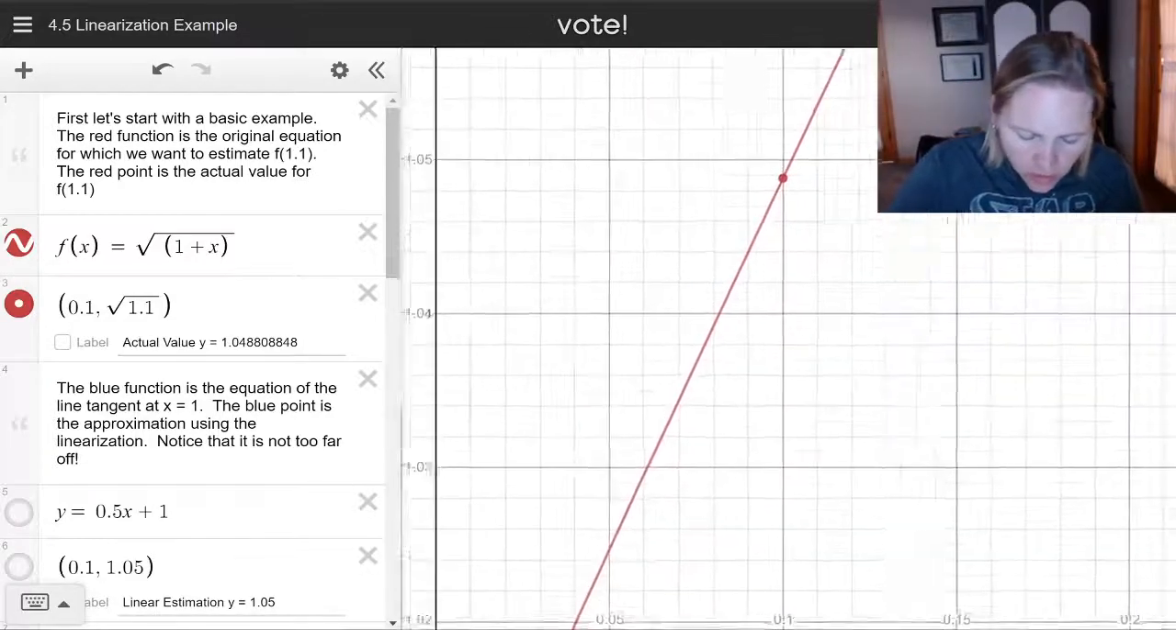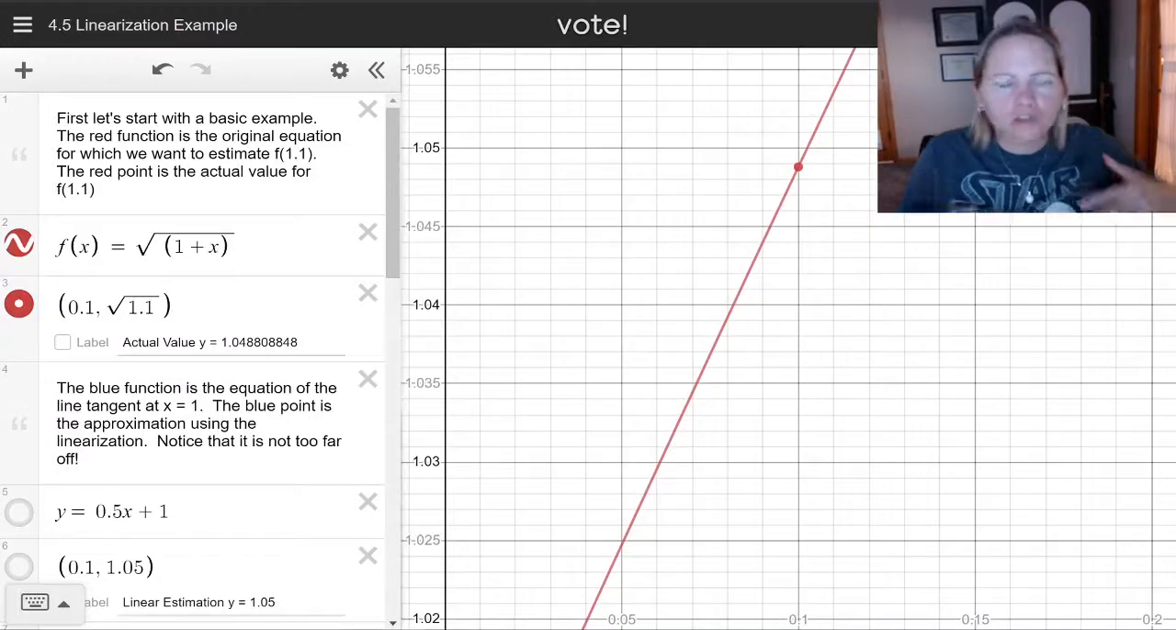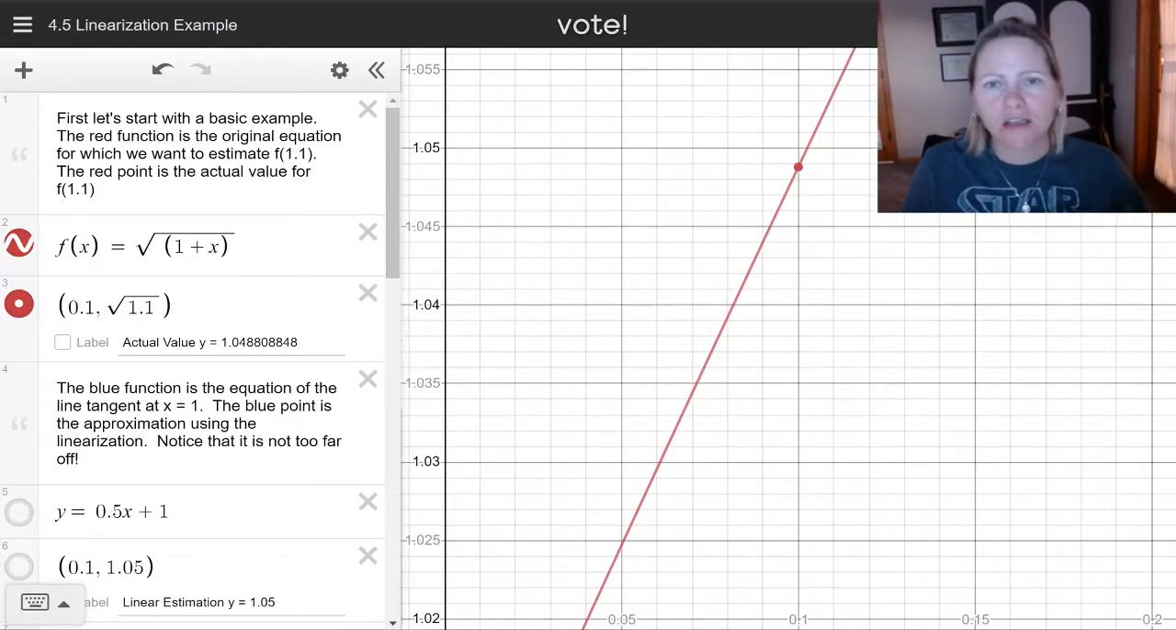So those who were developing calculus and trying to find better ways to evaluate functions, because that was the big question, is how do I find the square root of 1.1?